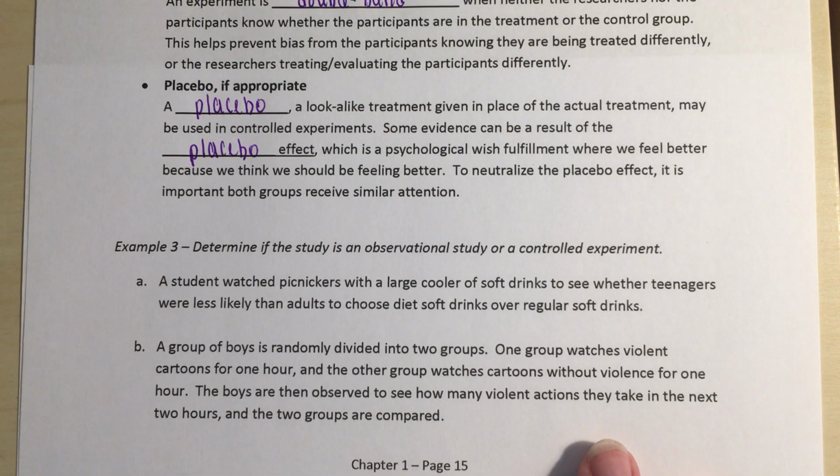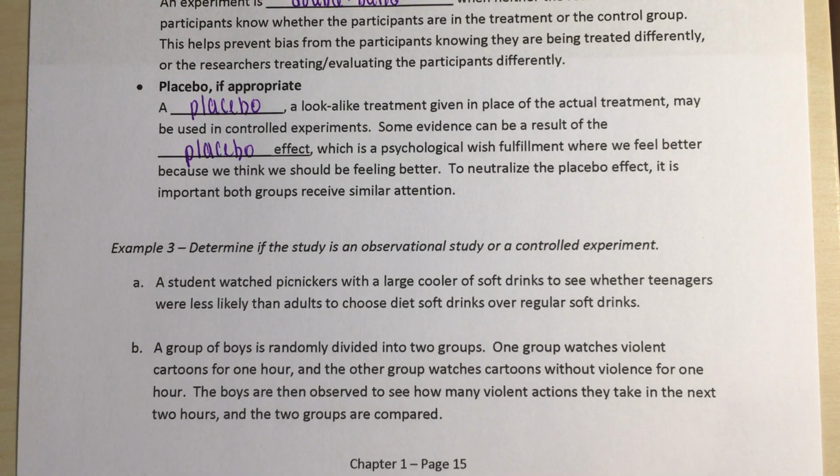All right, so in this example at the bottom, we're going to think about our last two types of studies. Right, our observational studies and a controlled experiment, and decide which one is which. There's definitely a few homework questions along these subject matters in your homework for section 1.5. So a student watched picnickers with a large cooler of soft drinks to see whether teenagers were less likely than adults to choose diet soft drinks over regular soft drinks.